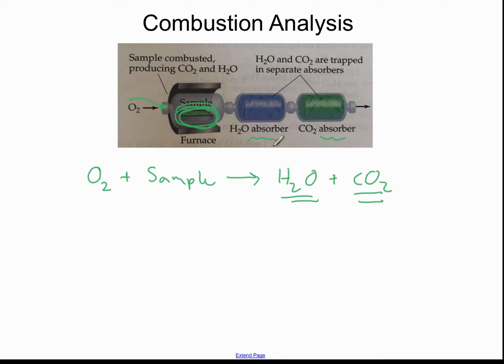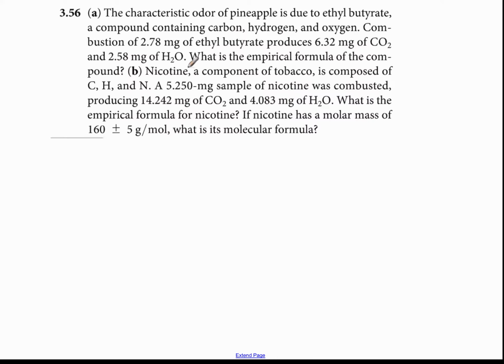And we can calculate how much their mass increases, and from that we can figure out the amount of hydrogen that was in the original sample. So we can figure out how much hydrogen was in the sample, and we can figure out how much carbon was in this original sample. And that's going to help us work towards the empirical formula. Let's look at a sample problem.